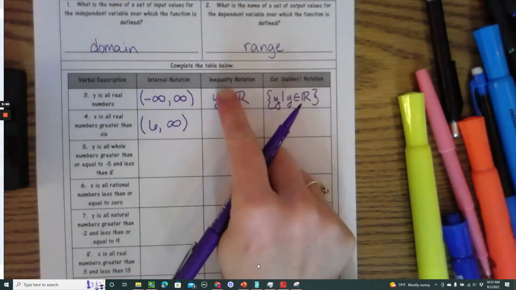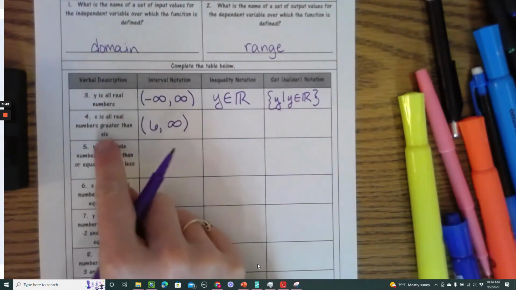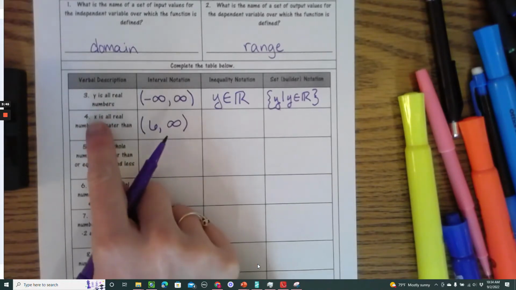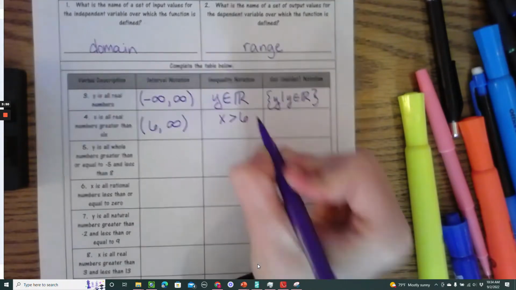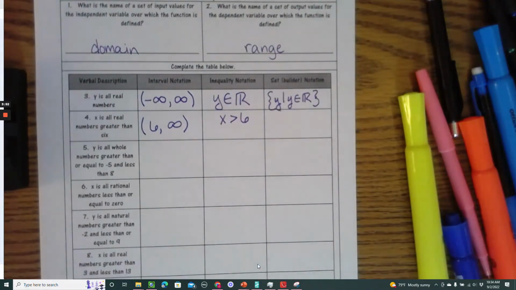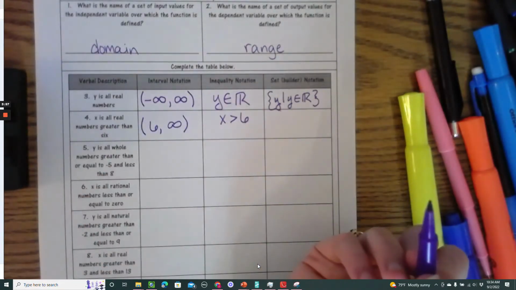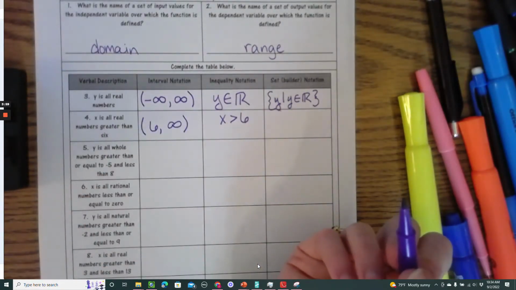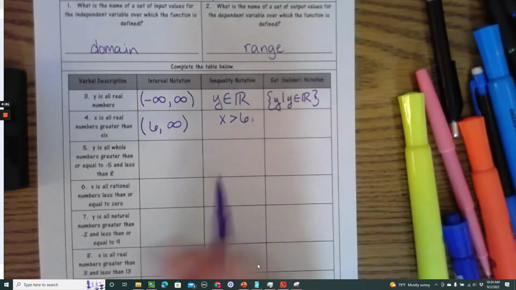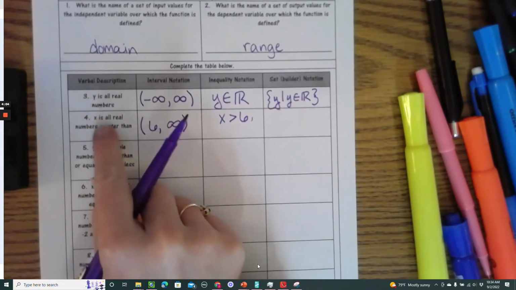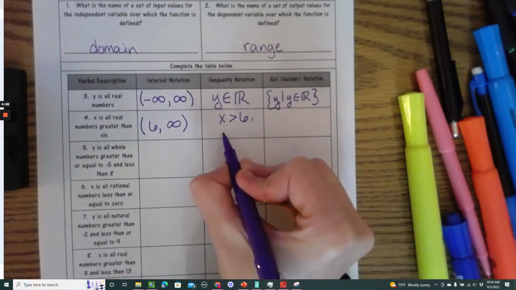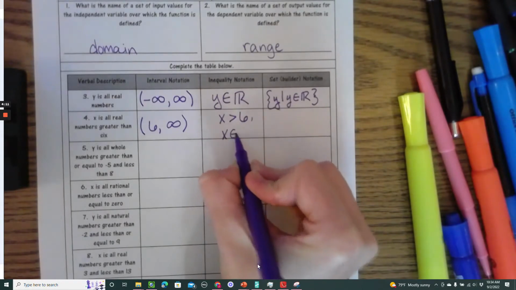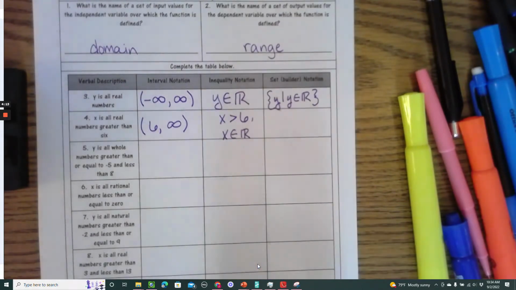All right, in inequality notation, X is all real numbers greater than 6. So if I write X is greater than 6, that's writing it as an inequality. And then it's the exact same process. And then what I can do here is I can define it again that it's all numbers greater than 6. So I can say X is a member of the set of all real numbers.